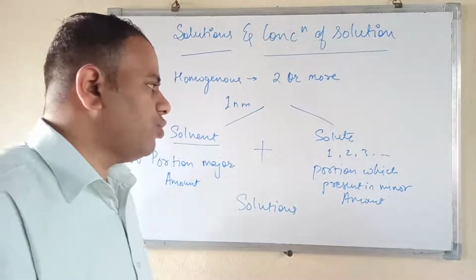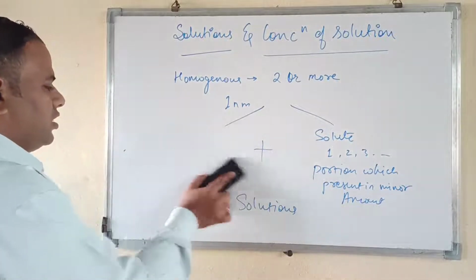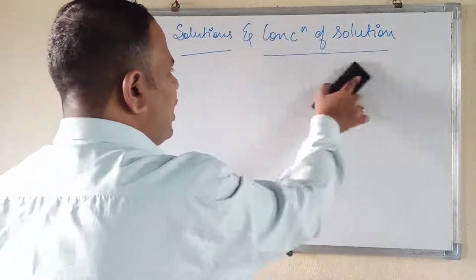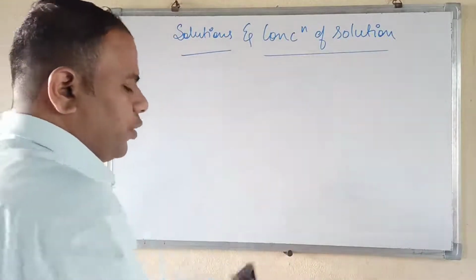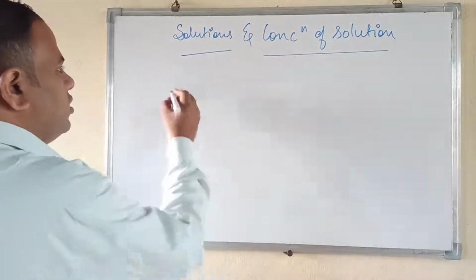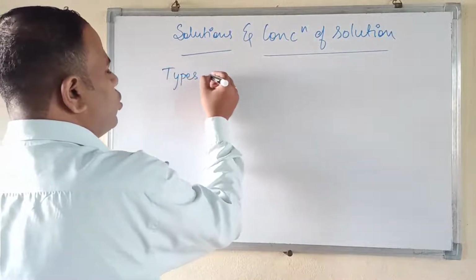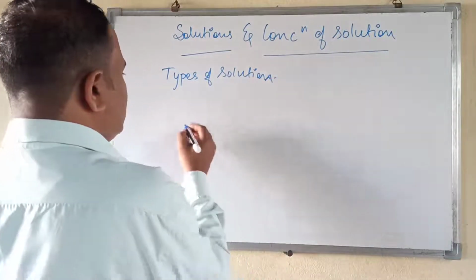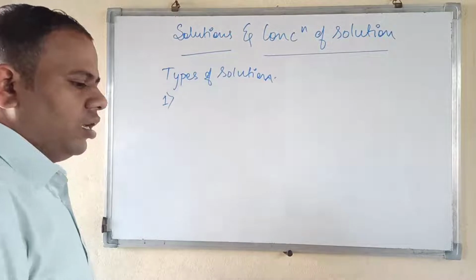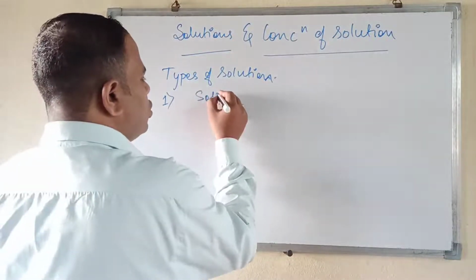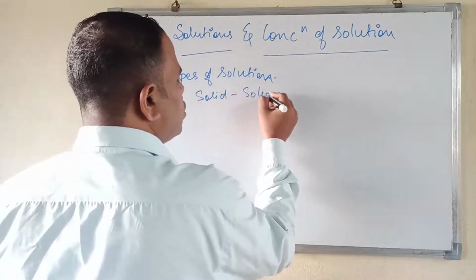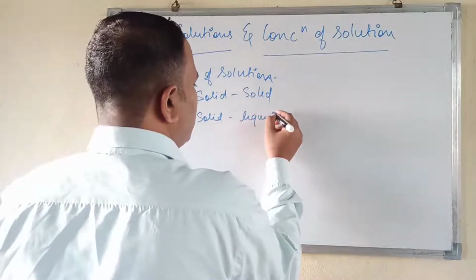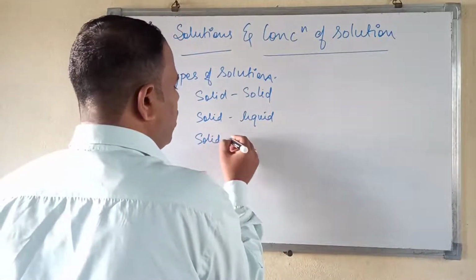Now we are going to see the different types of solution that are studied based on the different constituents or the different matter. We know that a solution can be formed from solids, liquids and gases. So let's see the next heading, types of solution. The first type is solid based solution. Here the first type is solid solution, second is solid liquid solution, and third is solid gas solution.